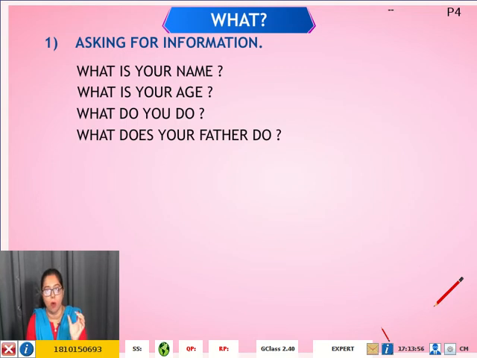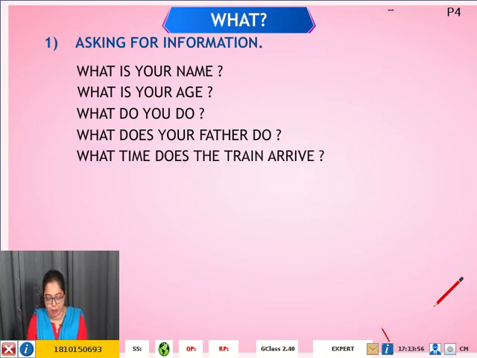The usage of what. When we are using the WH question word what, we are asking for information. So I'll put some examples here. You can see the examples. What is your name? What is your age? What do you do? What does your father do? So these are the examples.